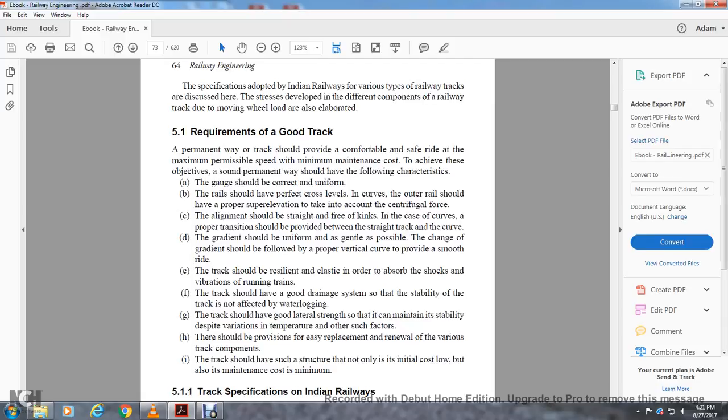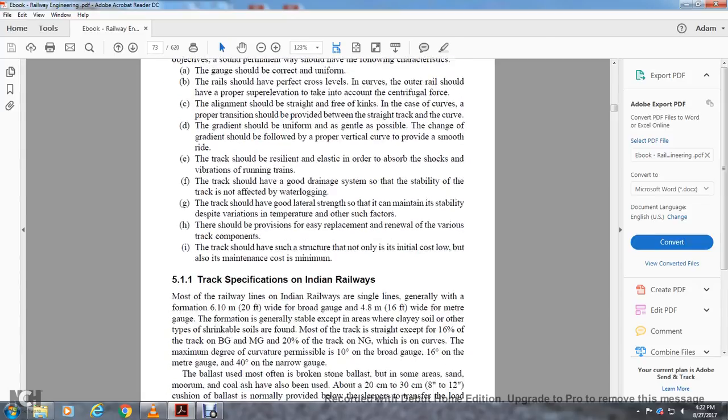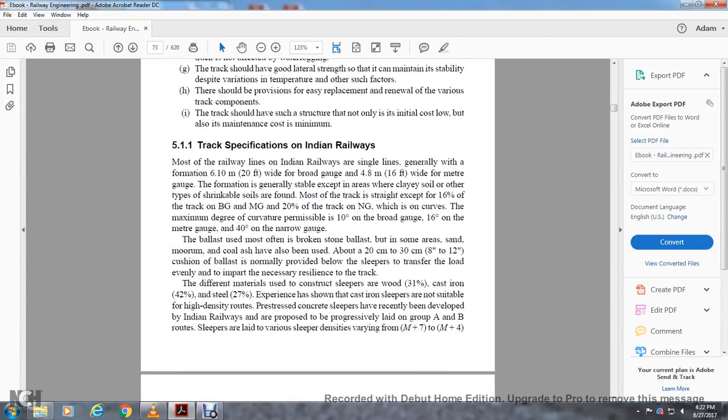The track should have good lateral strength so that it maintains stability despite variation in temperature or other structural factors. There should be a provision for easy replacement and renewal of the various track components. The track structure should be such that not only is its initial cost low, but the maintenance cost is also minimum.